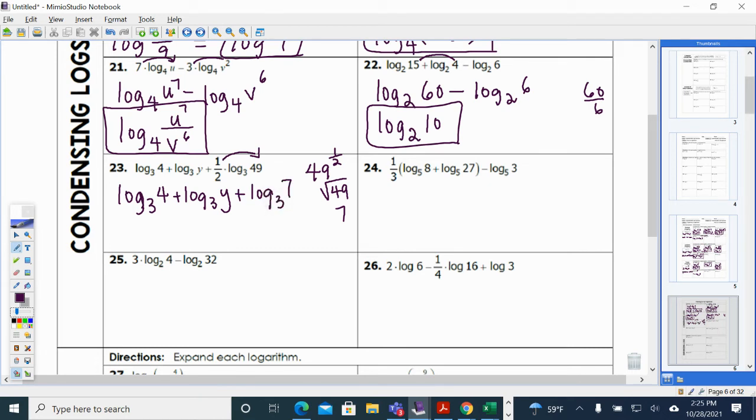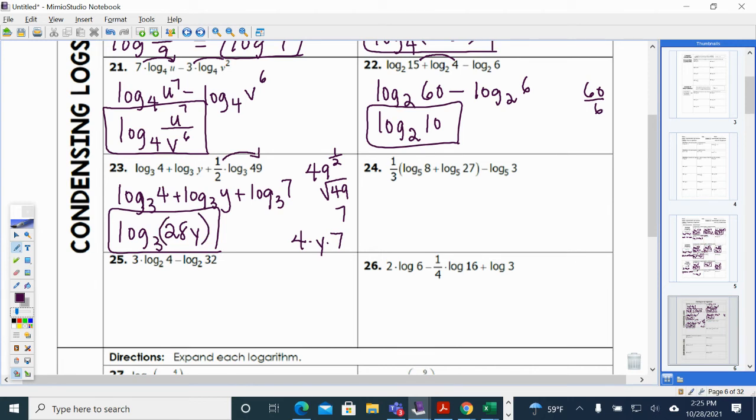Now I've got all pluses. With addition, we are going to multiply, and you're just going to multiply the 4 times the y times the 7, which is going to give you what, 28y? So this becomes log base 3 of 28y. You can leave it like that. You can put parentheses around the 28y.